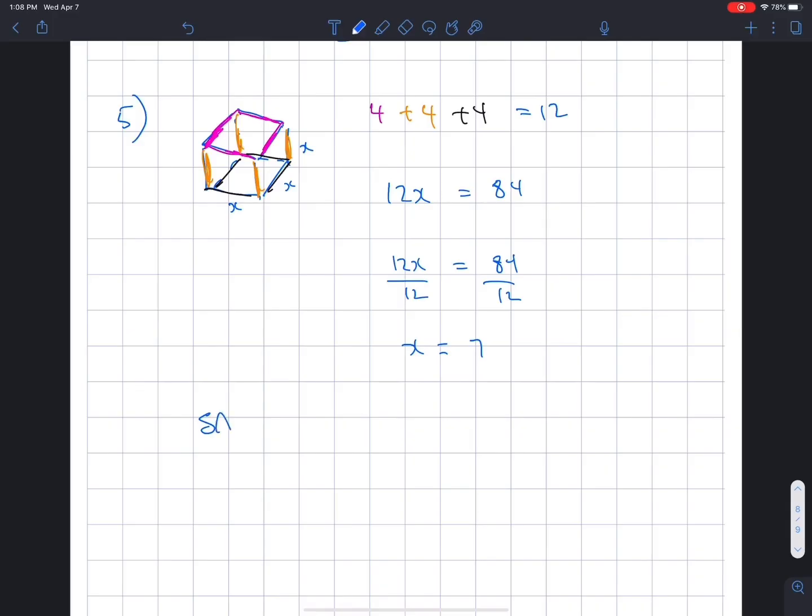Now using the formula in question 3, the surface area of a cube is really just 6 times the area of a face. We should get 6 times the area of one face, which is 7 times 7. Right? If these two are both 7, then 7 times 7 will give you the area of the right hand side. So 6 times 7 times 7, we get 294. And this will be in centimeters squared.